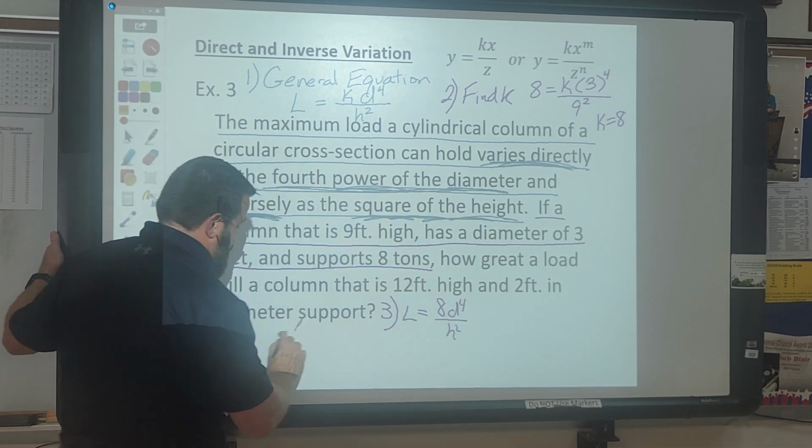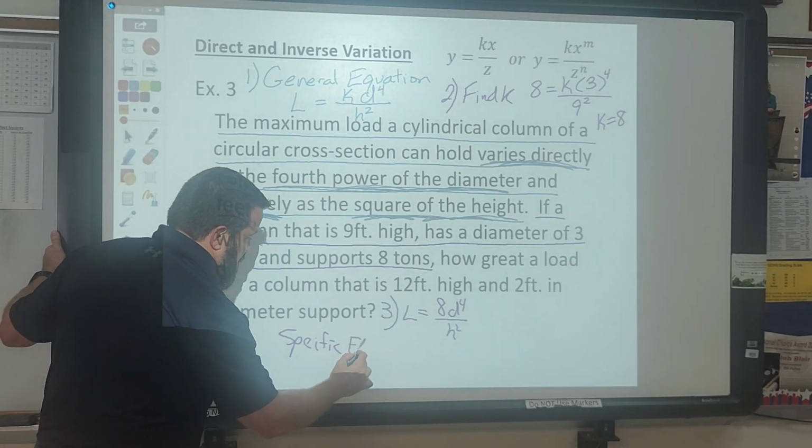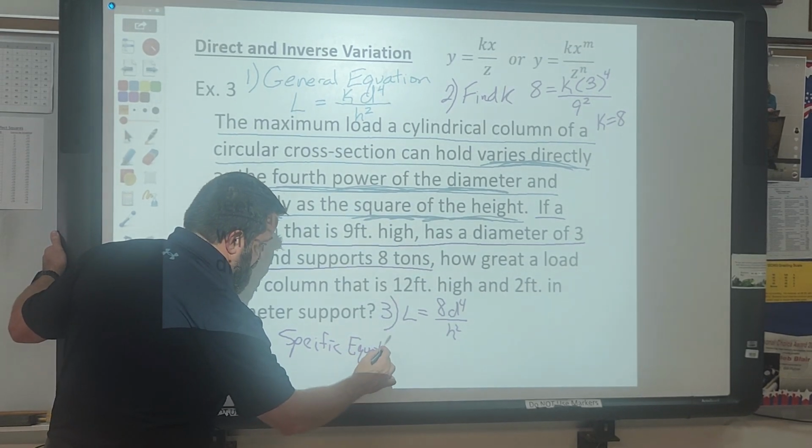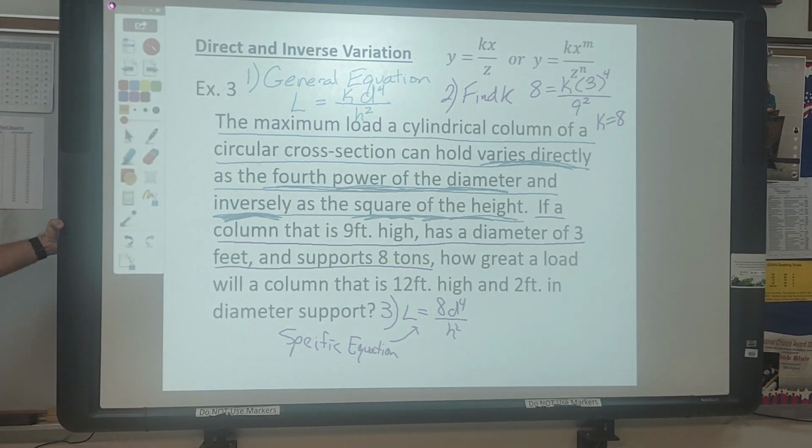I didn't write that out, but I call that the specific equation, meaning it is specific to this scenario, based off the data that I was given. And so I'll be looking for that.